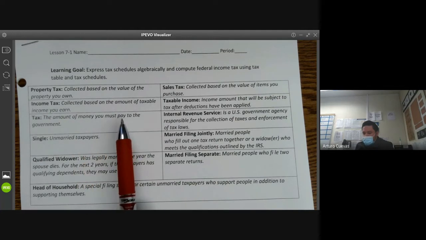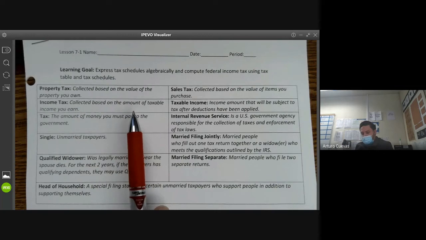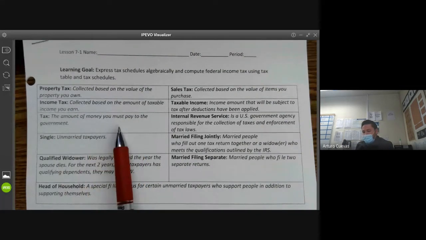Income tax is collected based on the amount of taxable income you earn. Same thing: if you make a lot of money, you pay a lot of taxes. If you make very little money, you pay very little taxes. Tax is the amount of money you must pay to the government.